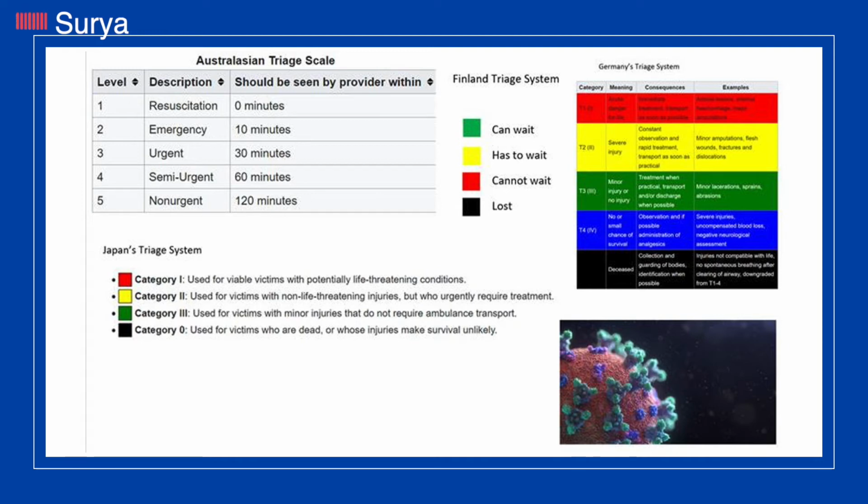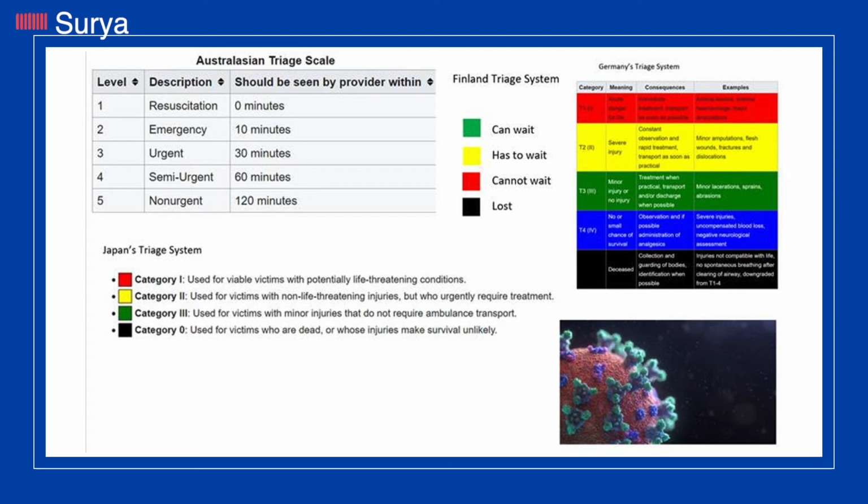Finland uses a 4-level color-coded triage system to triage their patients who are involved in an accident. The 4 levels differ in severity, with green being the least urgent, which is categorized as can wait, and the most severe is labeled as cannot wait, which is red. Black is used for deceased individuals.